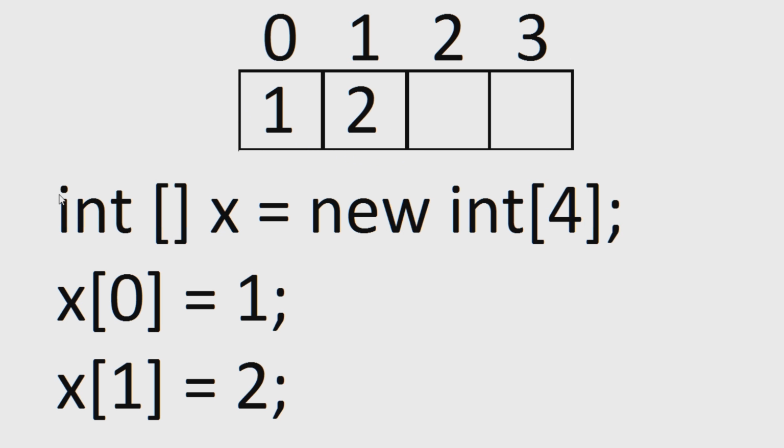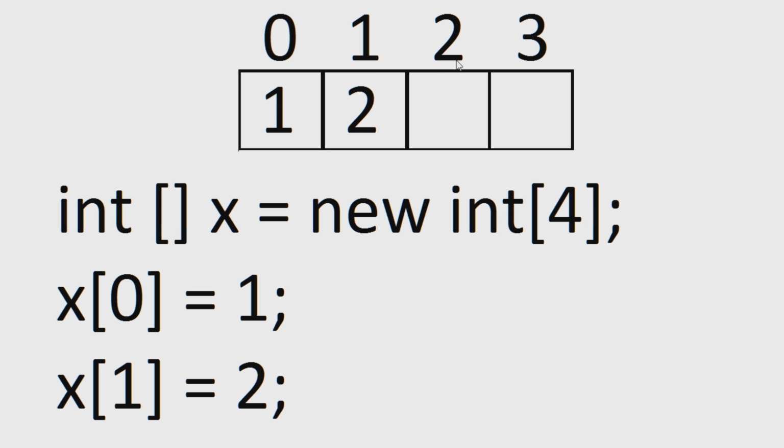And I'm going to go through each of these statements here. So this statement right here, I'm basically declaring an array. I'm saying int, followed by these brackets, x, equal sign, new int, and then the size of the array. So in this case it's 4. And you can see by our diagram, we have 4 slots.